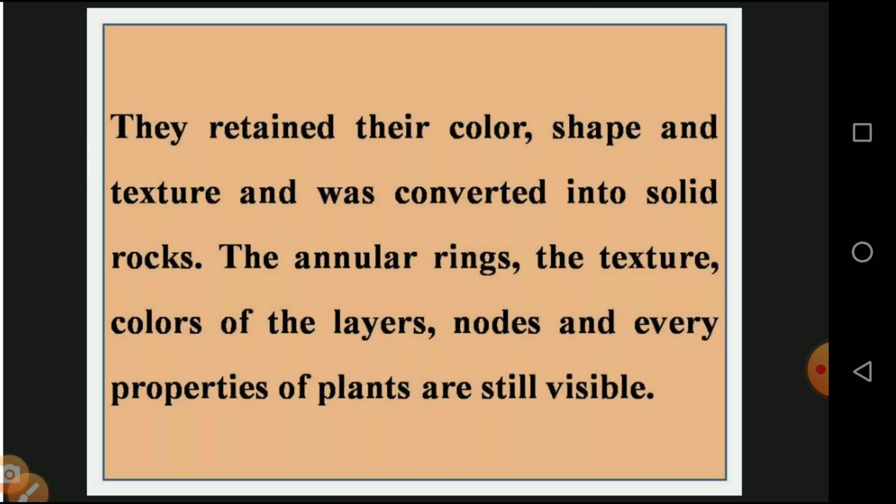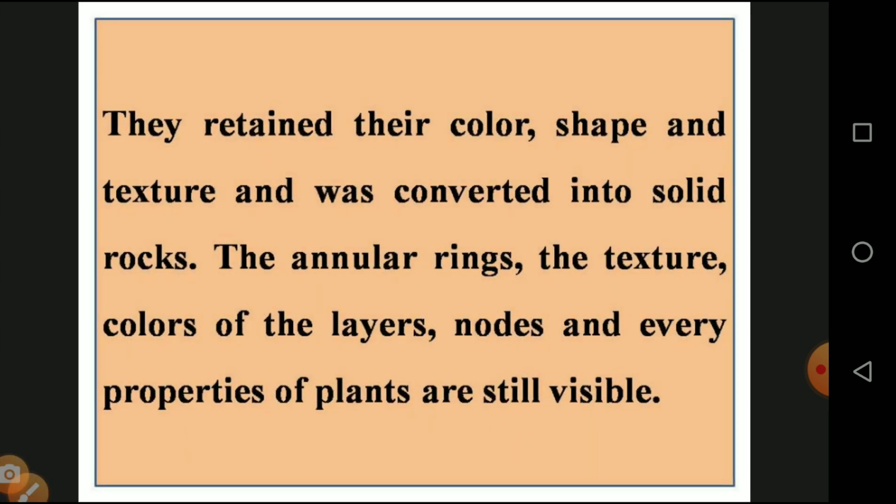They retained their color, shape and texture, and were covered in soil and rocks. The annular rings, texture, color layers, nodes and every property of the plant are still visible. What we see in a living plant is all exposed in the fossil called wood rock.